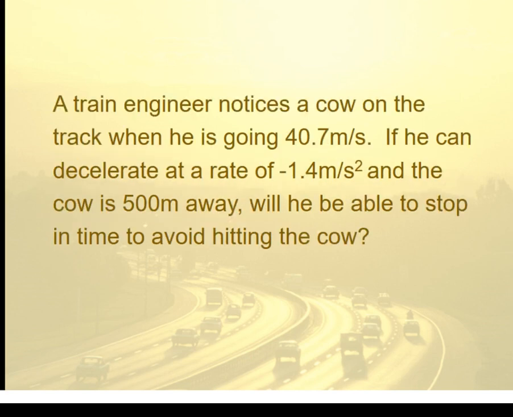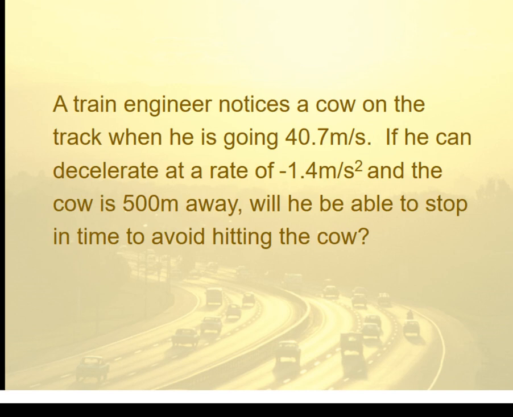Okay, here we have a cow that's on the railroad tracks. The train engineer doesn't want to make a mess and lose that livestock if he can help it. So the train's going 40.7 meters per second. It's decelerating at a rate of negative 1.4 meters per second squared, and the cow is 500 meters away. Will he be able to stop in time to avoid hitting the cow? Okay, pause the video now and I'll give some hints. Try to work out the problem. Good luck.